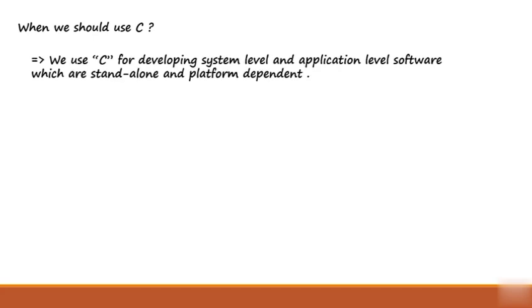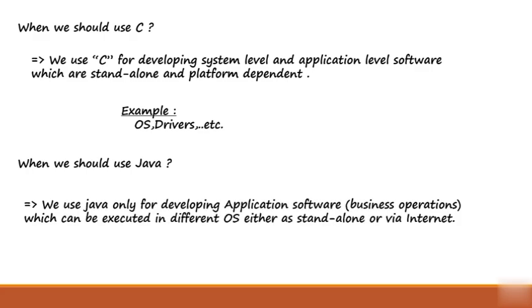When should we use Java? When should we use C? We use C for developing system level and application level software which are standalone and platform dependent, dependent on one OS. We can use C, for example, for operating systems and system related drivers. When should we use Java? We use Java only for developing application software and business operations, which can be executed in different operating systems either as standalone or via internet.